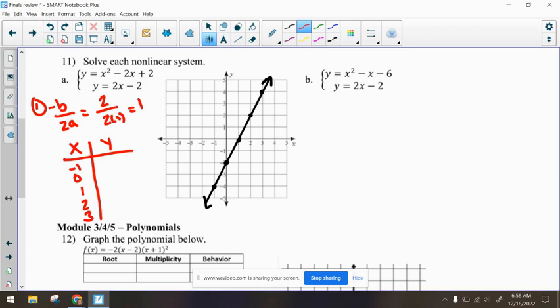So when I go ahead and do that, I'm going to get 5, 2, 1, 2, and 5. So let's go ahead and graph it. We can see that these graphs intersect in exactly one spot. So our options for a nonlinear system could be no solution, one solution, or two solutions. So we have one solution here. It is located at 2, 2.